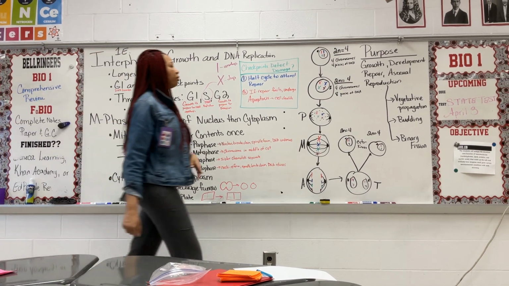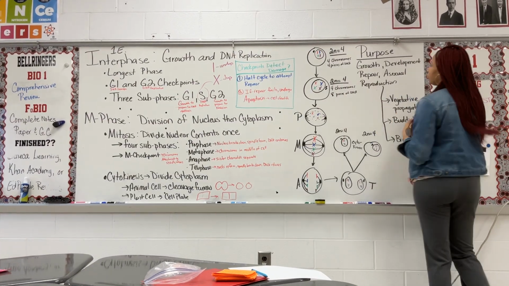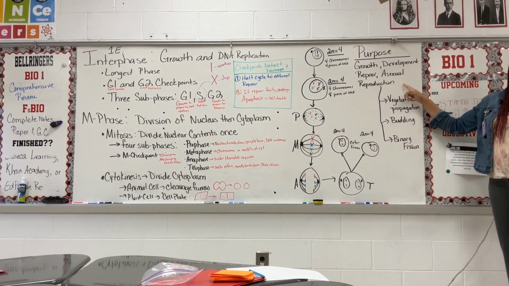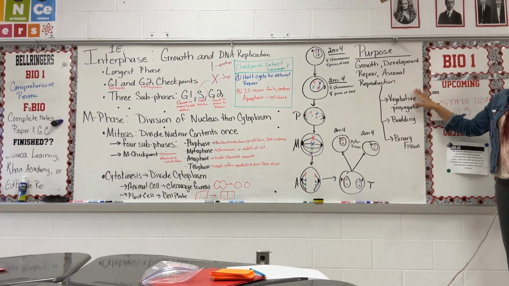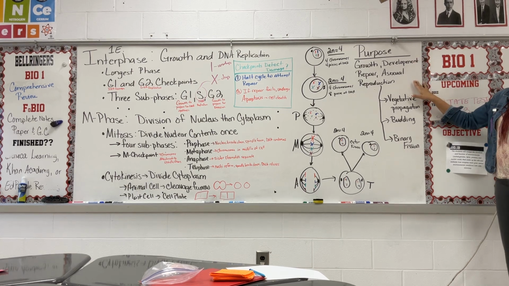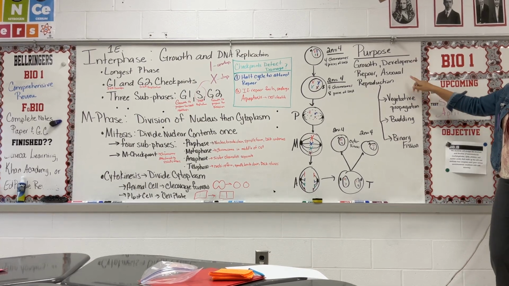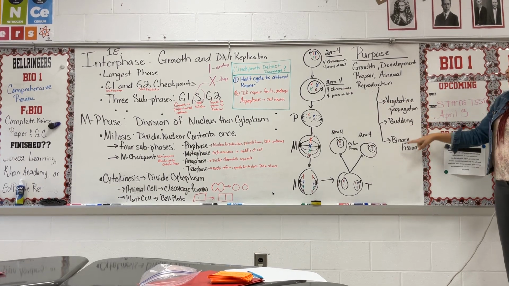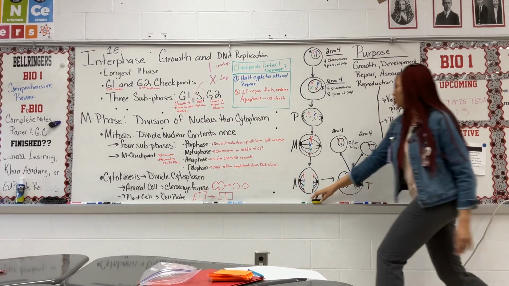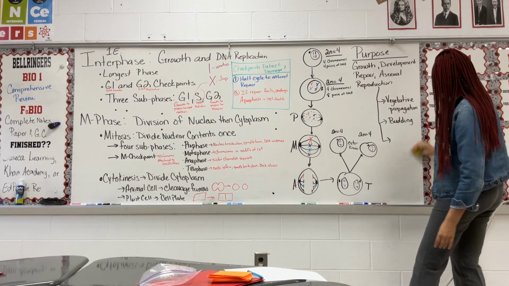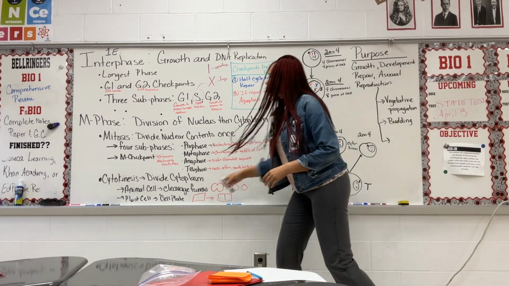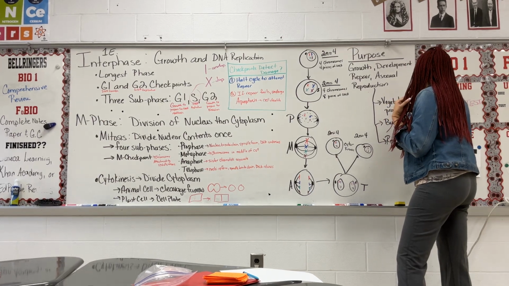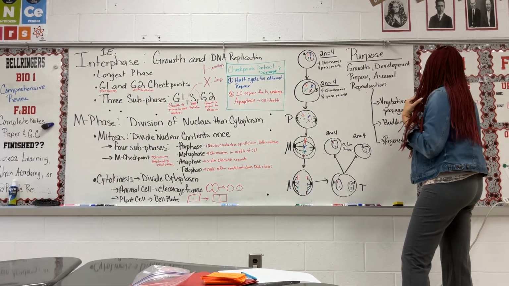So, if we look over here, the purpose of mitosis is growth, development, repair, and asexual reproduction. So mitosis is going to produce clones. All the cells are going to be exactly alike. Now, with asexual reproduction, we see this with vegetative propagation, budding, and with, that should not say binary fission, that should say regeneration. Regeneration is the other one that is done through mitosis.